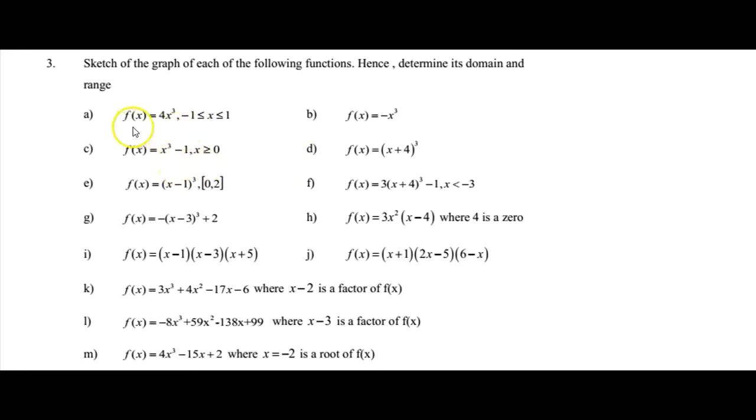Let's look at example 1. We have given f(x) equals 4x cubed, and the domain of the cubic function is given as x is from -1 to 1. So let's see how to sketch this graph and determine the domain and range.